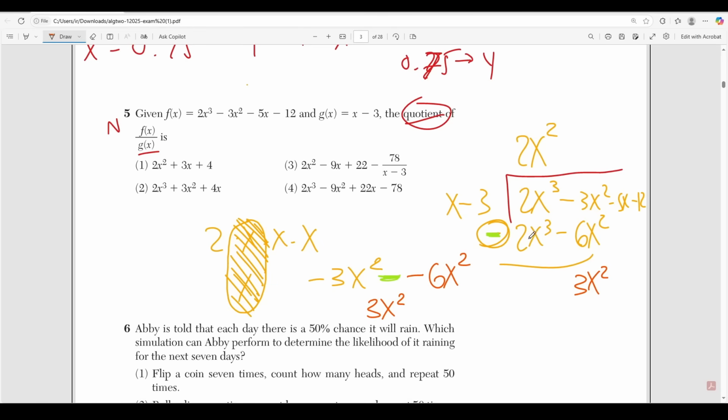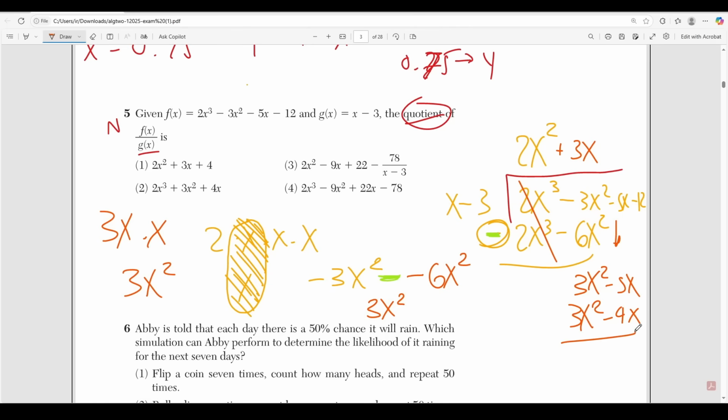And we know that 2x cubed minus 2x cubed is 0. All right, so then we'll drop down this negative 5x as if we were just doing normal division. We'll ask ourselves again, how many times does x go into 3x squared? Well, it goes into it positive 3x times, because 3x times x is 3x squared, and you can do this trick again if that confuses you. So we'll get 3x squared minus negative 3 times positive 3 is negative 9x. Okay, and we'll subtract again.